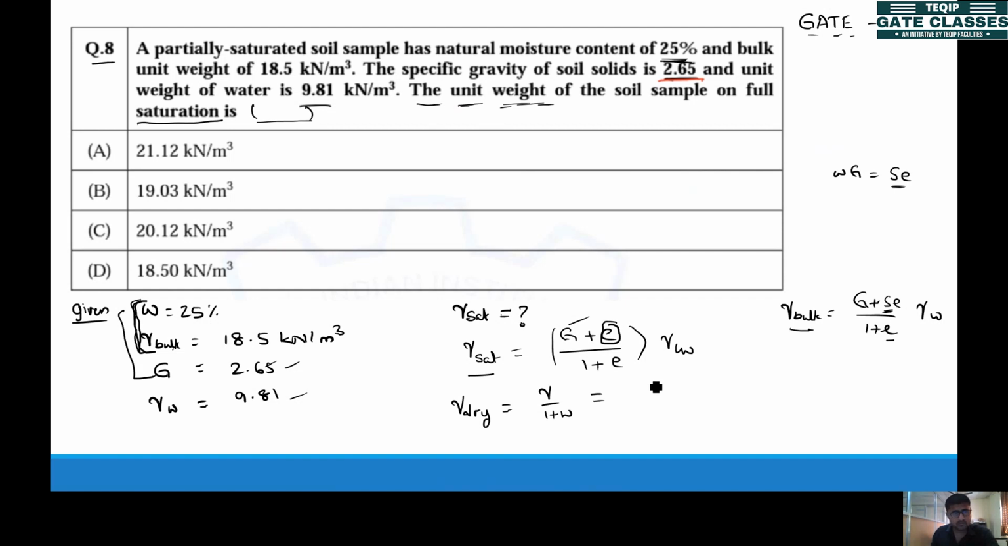So this is equals to how much? 18.5 is the unit weight, and 1 plus water content is 25%, that means 0.25. So calculate it. So okay, you do one thing, pause the video, try to solve it by yourself, and then come back to the lecture, right? So you will practice along with me, that will be better. Yeah, so we got this dry unit weight as 14.8 kilonewton per meter cube. Fine.